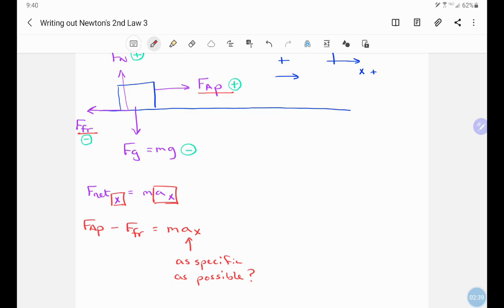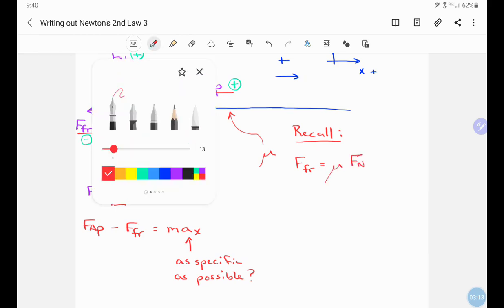However, I could stop there, but I said we want this as specific as possible. What does that mean? Now, something that I forgot to write is that this surface has a frictional coefficient mu that is specific to this mass and this surface. I want to take that into account. The way that I do that is I need to recall that friction has a relationship with the normal force. So friction is equal to the frictional coefficient times the normal force.